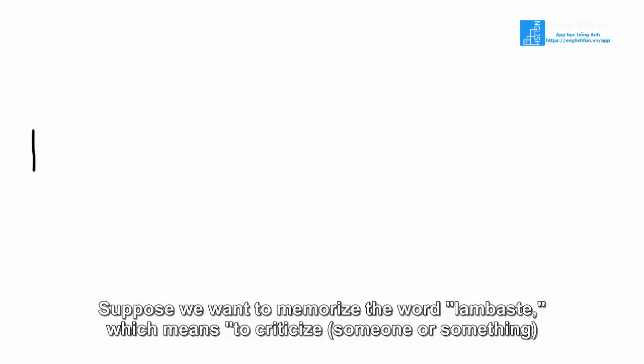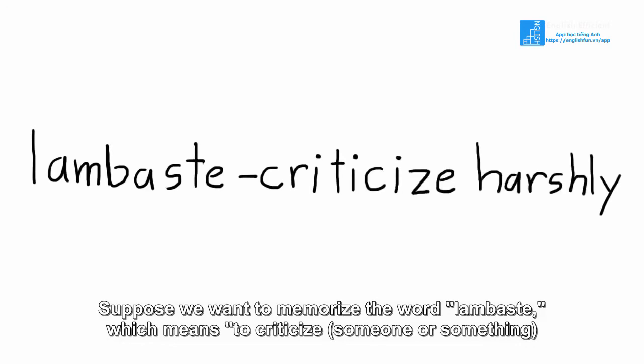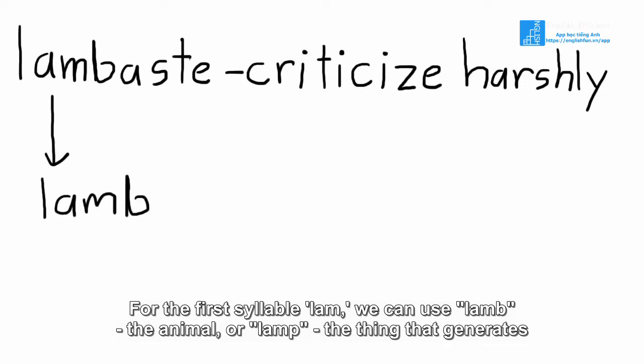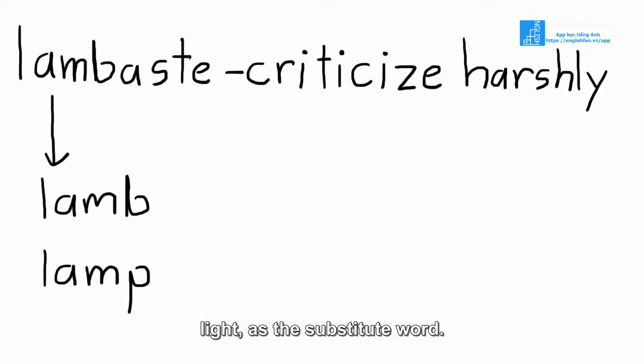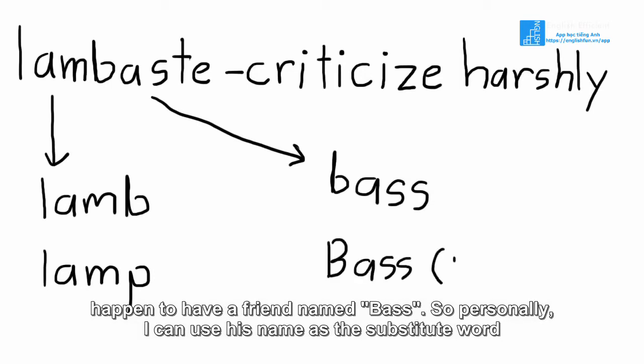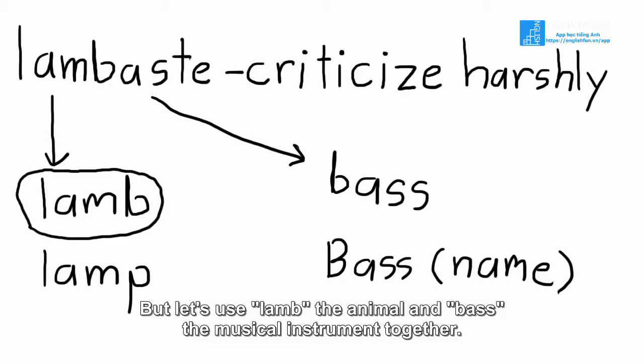Suppose we want to memorize the word lambaste, which means to criticize someone or something harshly. For the first syllable, lamb, we can use lamb, the animal, or lamp, the thing that generates light, as the substitute word. Now for the second syllable, bass, we can use bass, the musical instrument. And I also happen to have a friend named Bass, so personally I can use his name as the substitute word as well. But let's use lamb, the animal, and bass, the musical instrument, together.